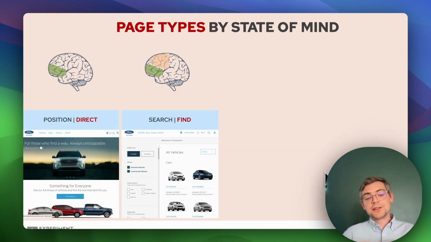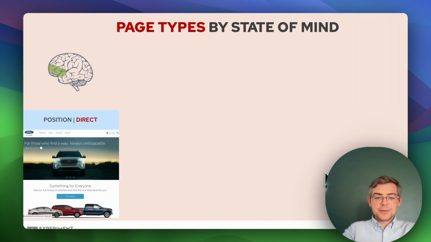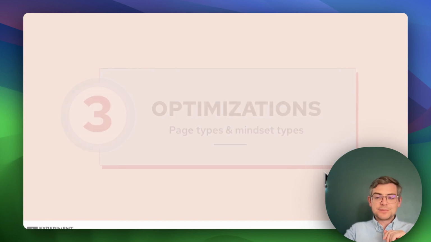Then the user will search. In the search phase, the idea is for the user to make a short list and find what is interesting. Then you will have to persuade the user, so that he will select. So this is nice, but now we want to understand what we need to optimize. We'll see what the page type and the mindset are on each of these different stages.